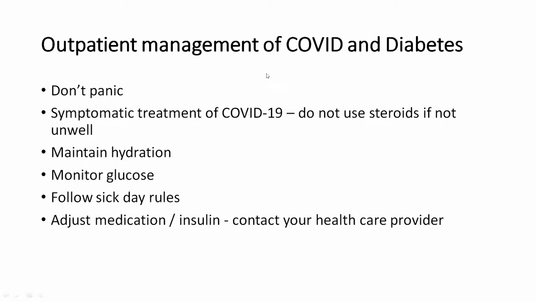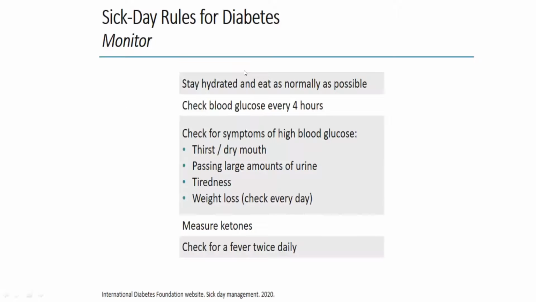Maintain hydration, monitor the glucose levels, follow the sick day rules. We'll talk about sick day rules shortly, if that's okay. And then you want to support them to adjust their medication. If they become dehydrated, you would definitely want to stop SGLT2 inhibitors, etc. And you would be suggesting they contact their healthcare provider, preferably endocrinologists, if needed.